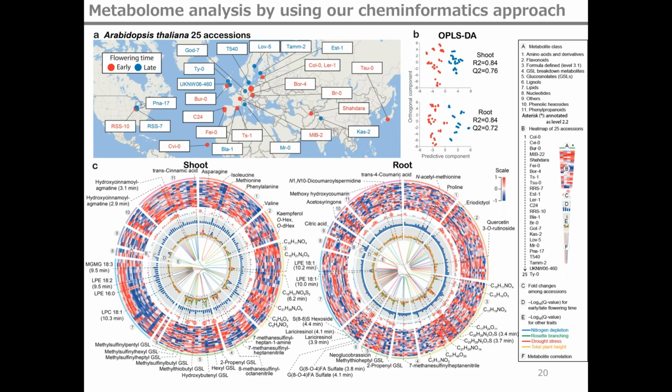And in root, the relatively rare sulfate-conjugated lignols, guaiacylferulic acid sulfates, were substantially changed among accessions, and we could also find many metabolites relevant to traits, such as dicoumaroyl spermidine and total plant height. Importantly, this slide showed that our methodology can be used not only for metabolite annotation, but also for detailed investigations of plant physiologies with information-rich metabolomics data.